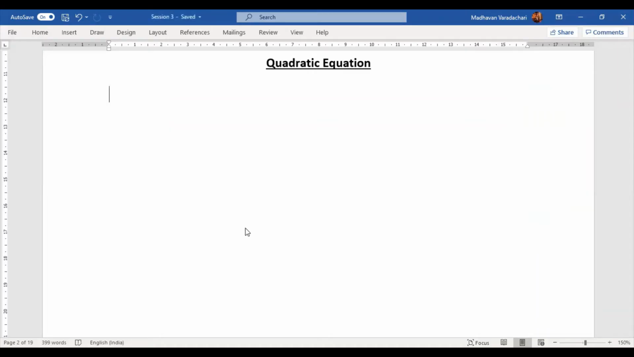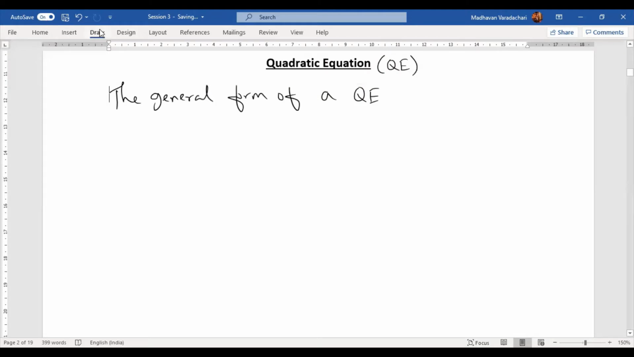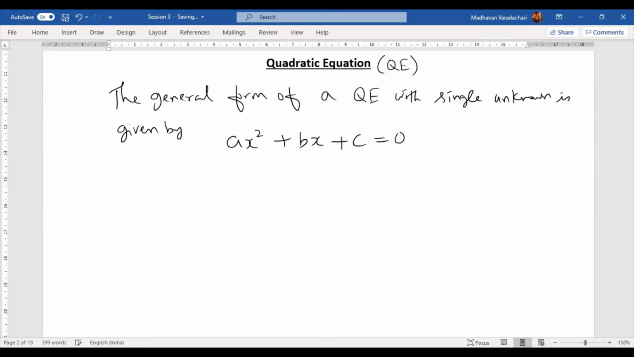I will say the general form of a quadratic equation, let me write this as QE, with single unknown, is given by ax square plus bx plus c equal to 0, where a, b, c are constants.